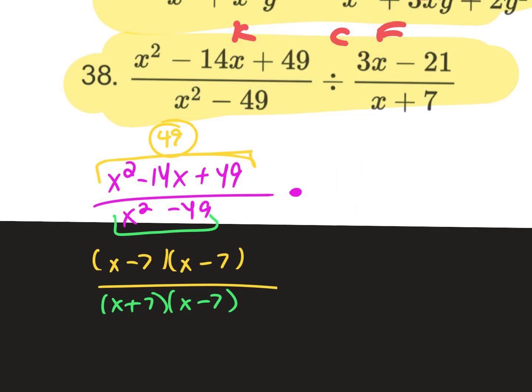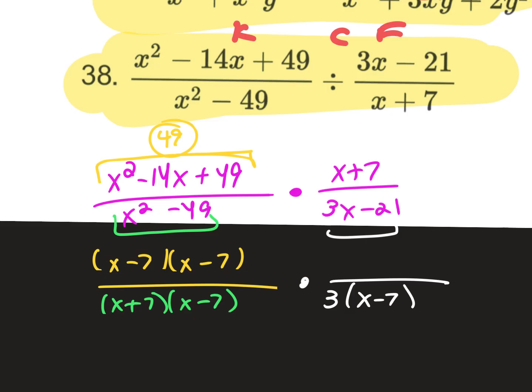Now I'm going to come over to the bottom right. Nick told us he saw GCF. What do you have there? What can you take out of 3 and 21? 3, perfect. So when I take out my 3, I'm left with x minus 7. And then on the top right, can I do anything with x plus 7? No, it's already factored. It's already as fully simplified as possible.